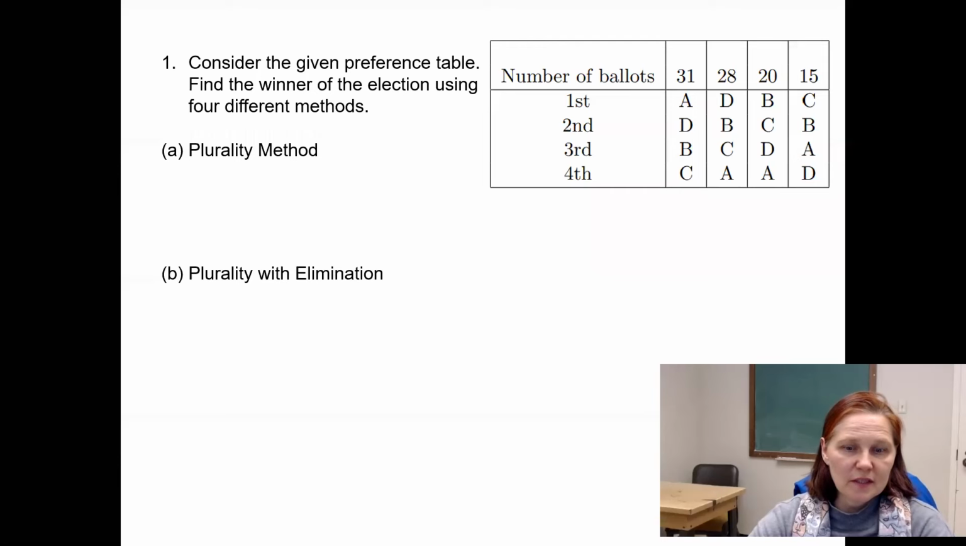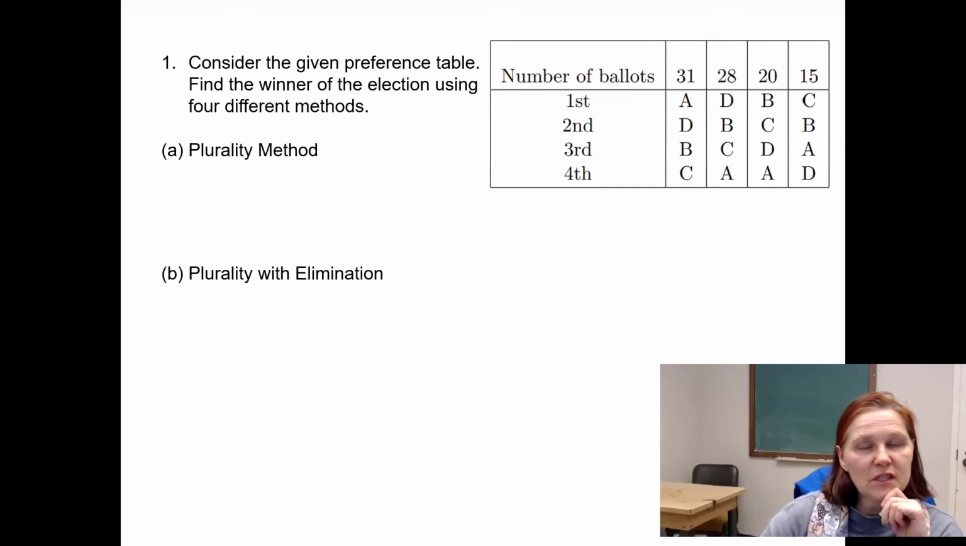Hello, this is the review for the TOEIC exam, and we start the review with a problem from chapter 11. We have a preference table here, and we want to find the winner of the election with four different methods. And the first method is plurality method.